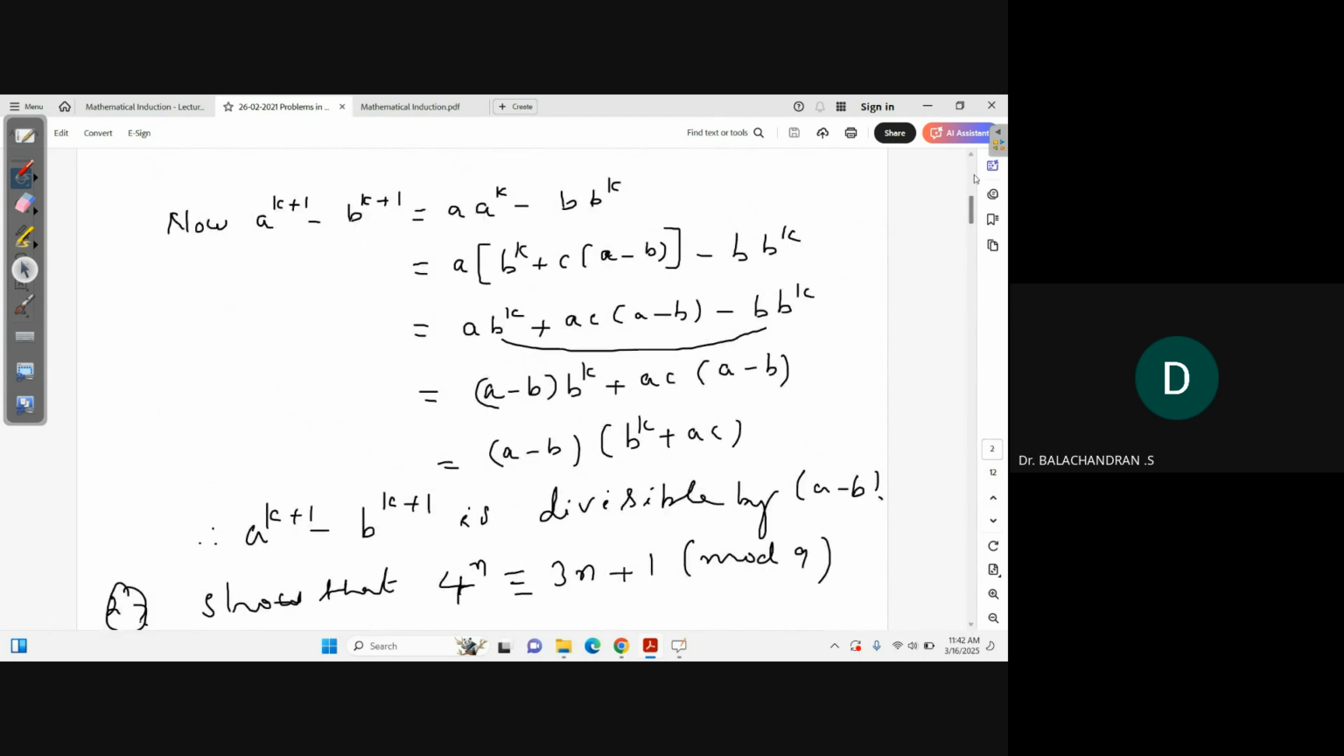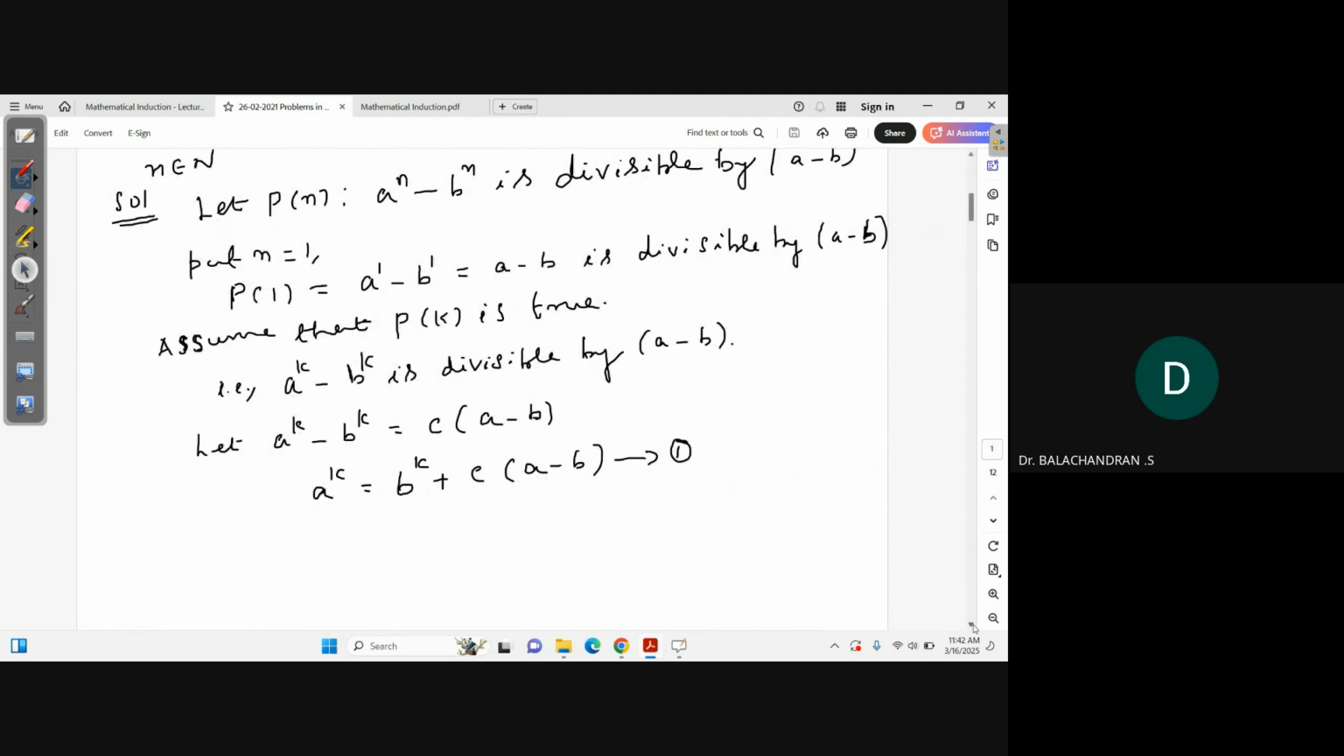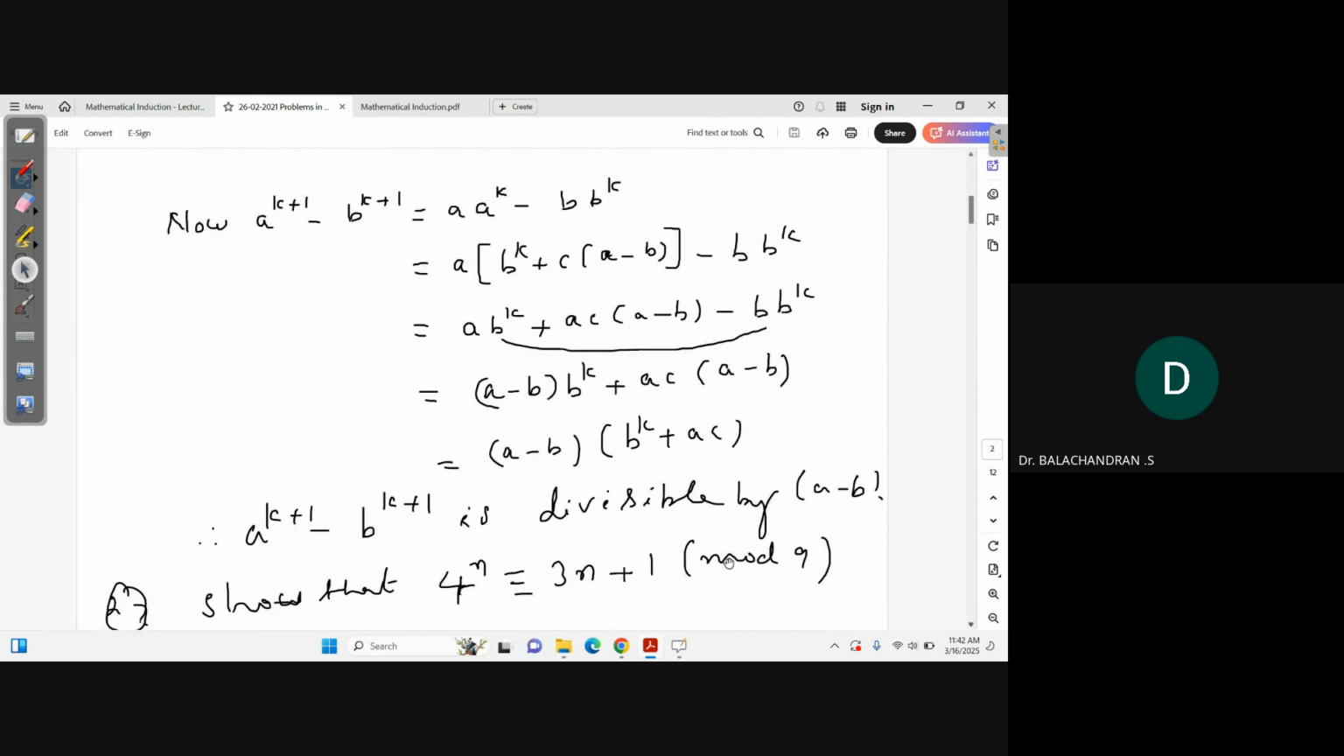I think this is the last step in this slide. Next. Now I am going to check whether p of k plus 1 is true. What is p of k plus 1? We need to prove that a power k plus 1 minus b power k plus 1 is divisible by a minus b. That is what I want to show.